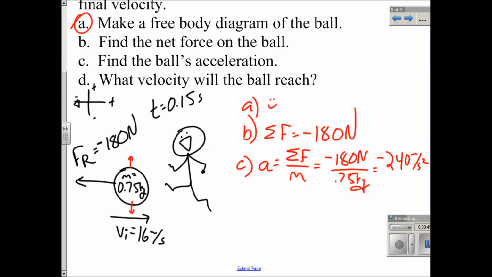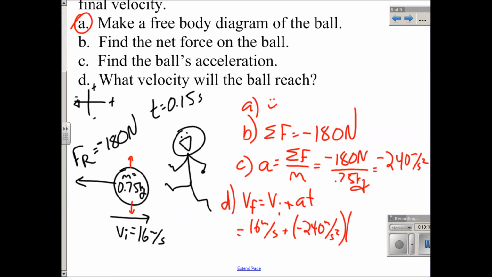So now for part D, we can find our final velocity. Final velocity is initial velocity plus acceleration times time. So our initial velocity is 16 meters a second, plus the acceleration is negative 240. It's a big acceleration, isn't it? Because the velocity of the ball changes a lot in a small amount of time, specifically 0.15 seconds, right?